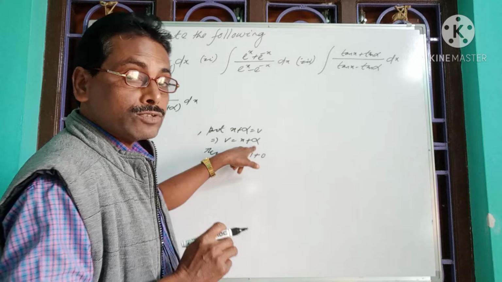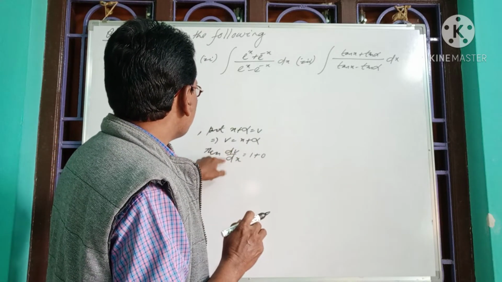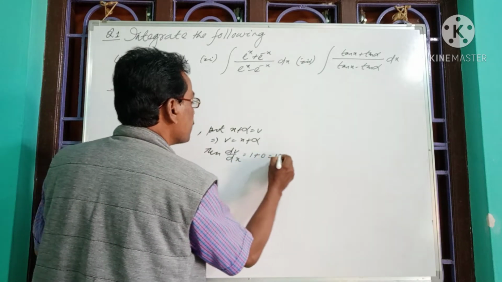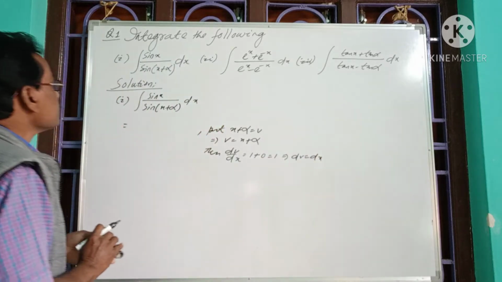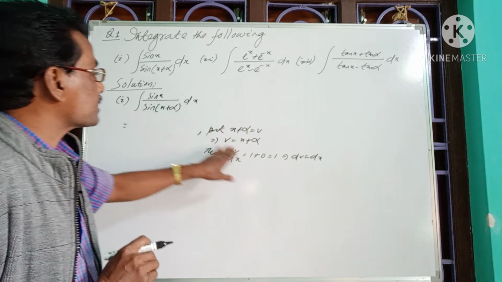which is equal to 1 plus 0, because the derivative of x with respect to x is equal to 1 and alpha is a constant. So the derivative of alpha with respect to x is equal to 0. So we have dv by dx is equal to 1. Simplifying, we have dv is equal to dx. Now we substituted x plus alpha as v, so dx is transferred into dv.